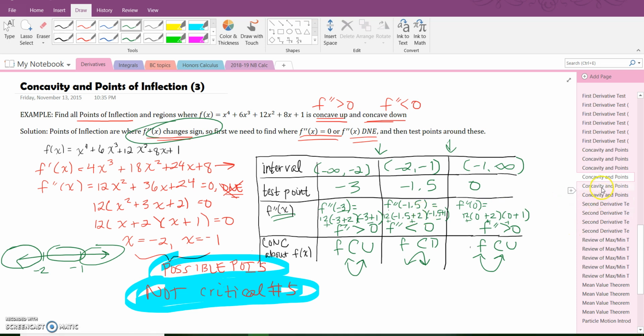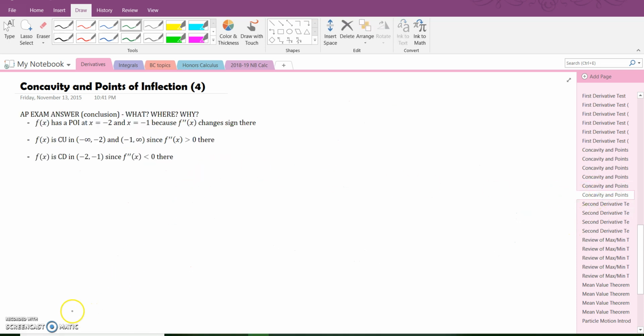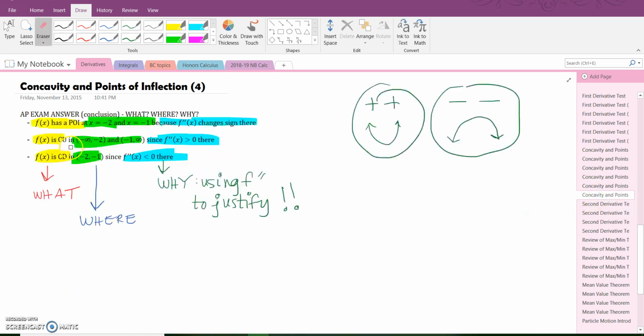So make sure this is all written down, and then quickly let's just do our conclusion. Your justification, just make sure you say what is happening, so what is going on with f, where it's happening, the points or the intervals, and why, using the second derivative to justify. So copy this down and we'll practice in class.